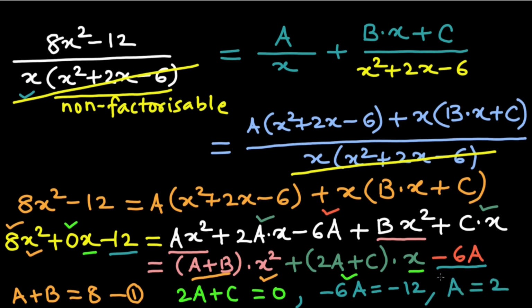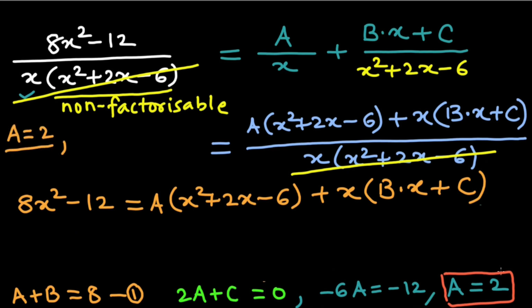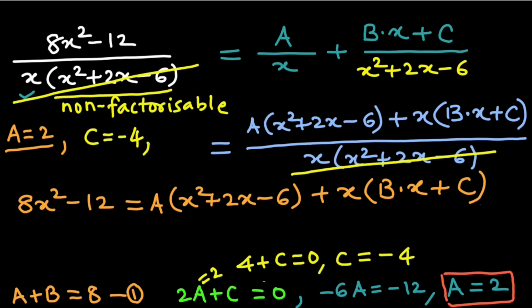So this is the value of A that we got here. So we write this value of A here, A = 2. Now we will substitute A = 2 here and get 4 + C = 0, which gives us C = −4, which we write here. And finally, we will write the value of A, which is 2, in here and get the value of B. So we write 2 + B = 8. That gives us B = 6. So the third value B = 6 we write here.